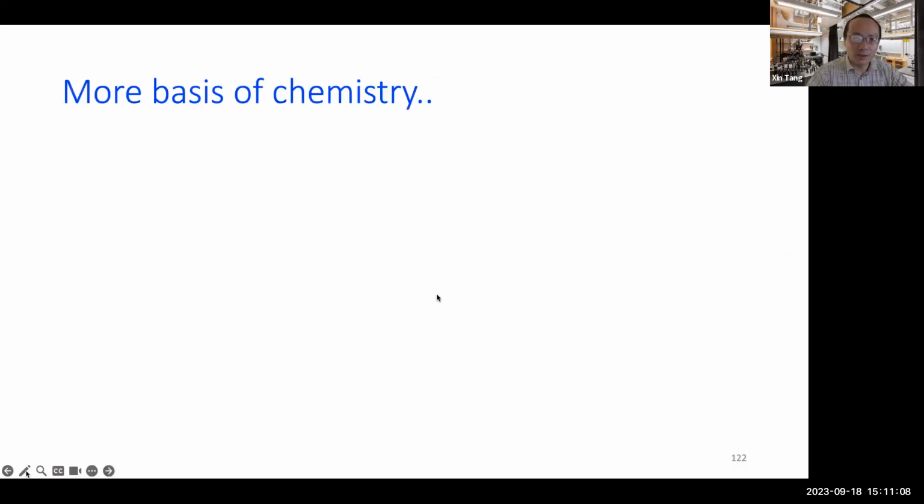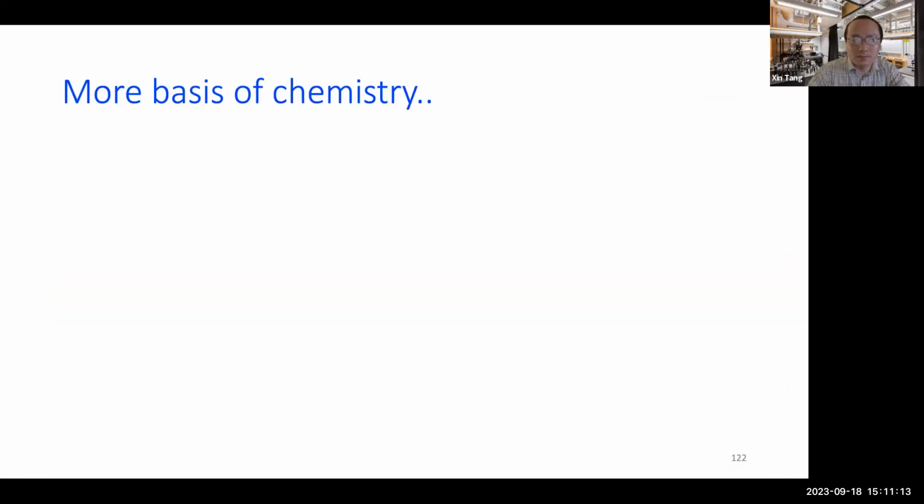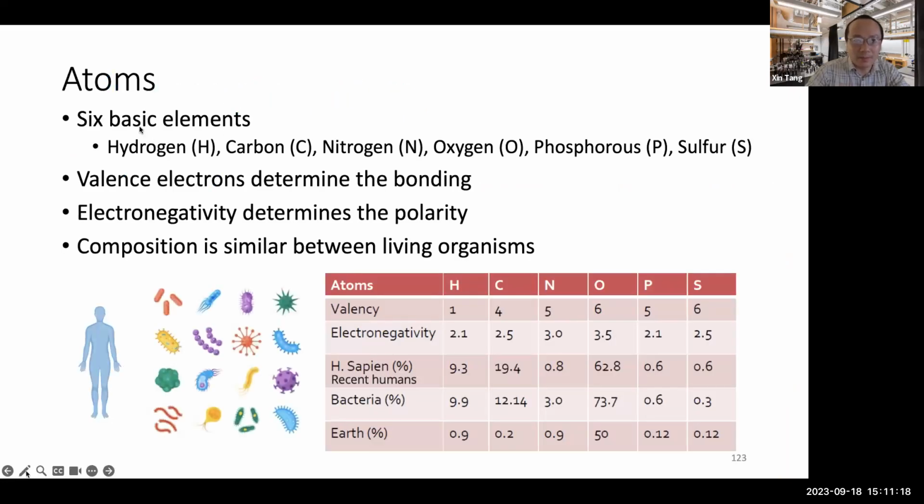Okay? Now, all those monomers, if you look into them deeper, you will find they are made of very basic chemical elements. There are 6 very basic elements that are a major part of those alphabets. Those 6 elements are hydrogen, carbon, nitrogen, oxygen, phosphorus, and sulfur. These 6 are most common.